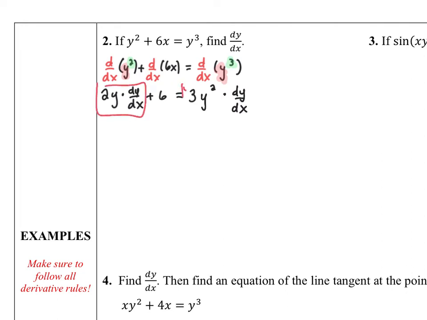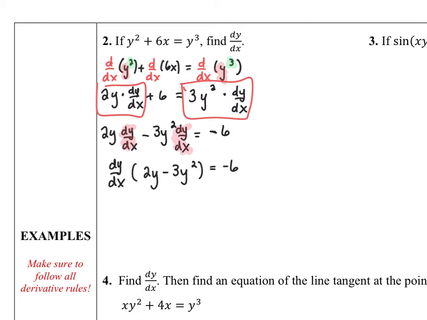2 of them have a dy dx, so I need to collect them on one side of the equation. And I moved the 6 to the other side where it became negative. It doesn't really matter which side you put things on, as long as all your dy dx terms are on one side of the equals and all of your non-dy dx terms are on the other side. And I do that because my next step is to factor out a dy dx. So all of these terms have a dy dx, so I'm going to factor that out.